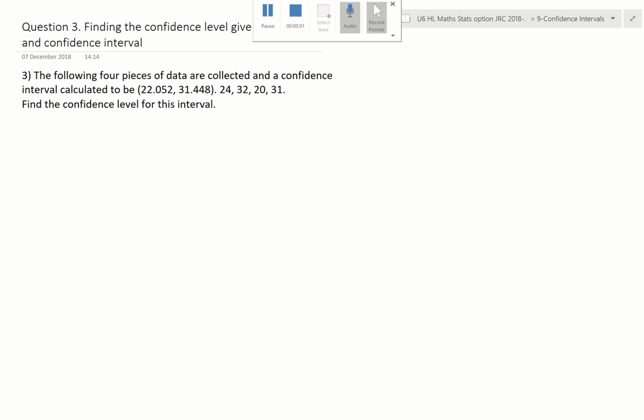Okay, let's have a quick look at how to do this question. In this question, you're given the confidence interval, and you're given the data, and you're asked to work out what the confidence level was. So it's sort of twisting the question around to test your understanding of what's going on. So let's look at what we've got. We've got the confidence interval and we've got the data.